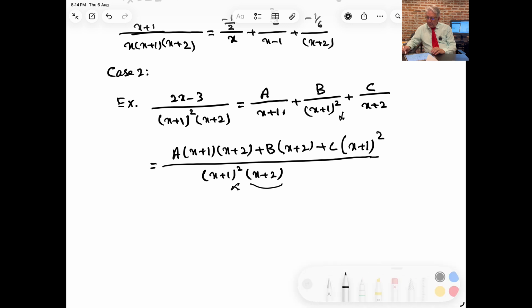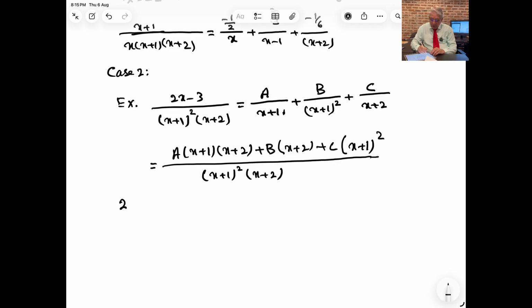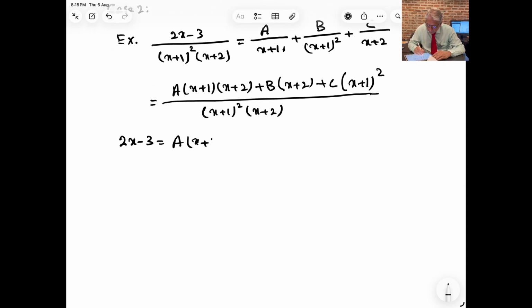As we have discussed before, I can say that now denominators are same, so numerators should be same. Now 2x minus 3 is equal to A times (x+1)(x+2) plus B times (x+2) plus C times (x+1)².